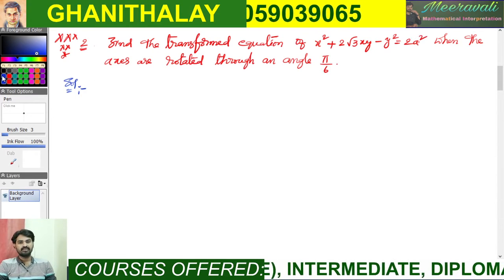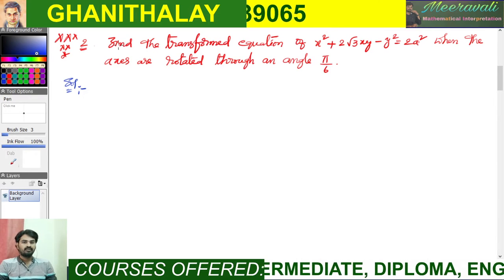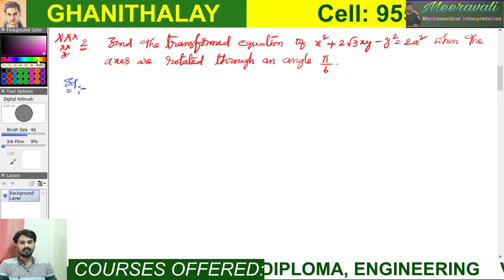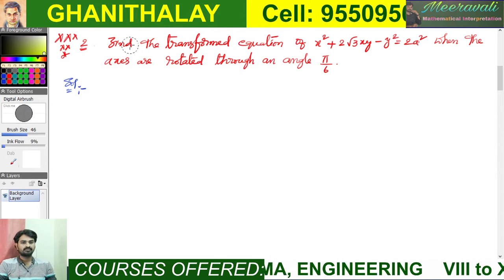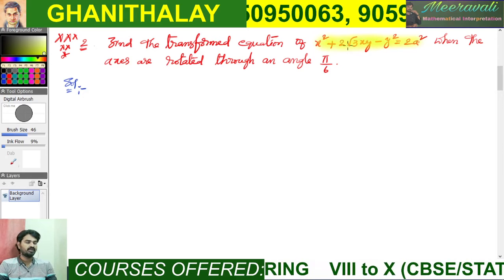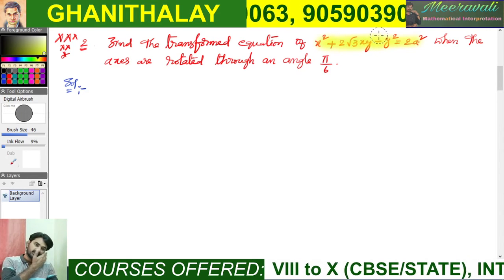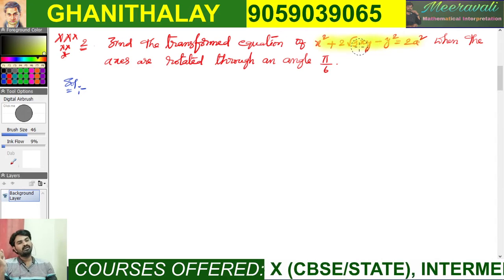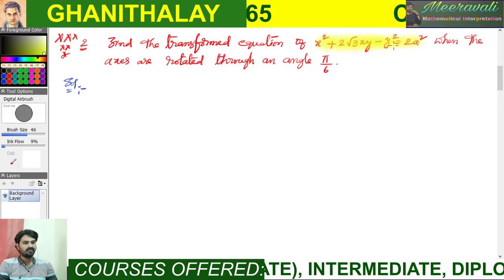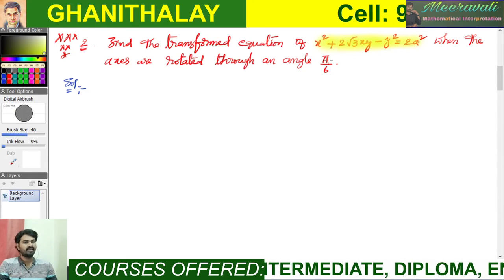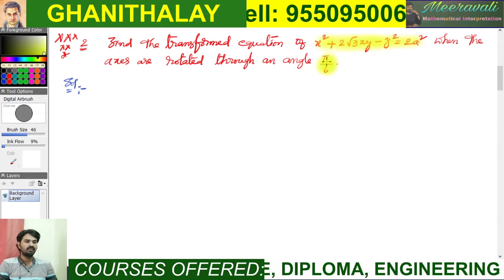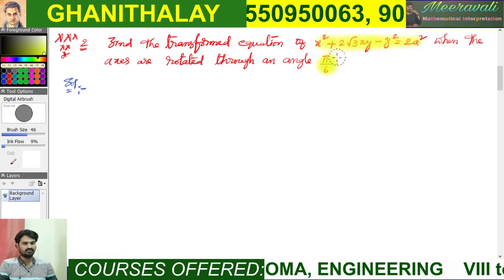Okay students, read the problem carefully here. So what is given here? This equation is given. What kind of equation is this? That means, is it in the original system or the new system? If you read the given problem carefully, some equation is given when the axes are rotated through an angle pi by 6. Here pi by 6 is the angle of rotation. Angle of rotation can be taken as theta, that is pi by 6.